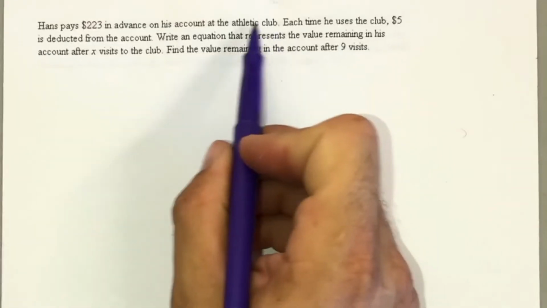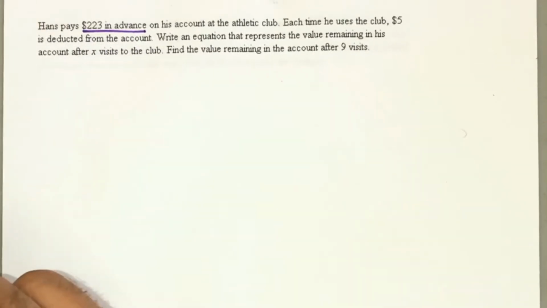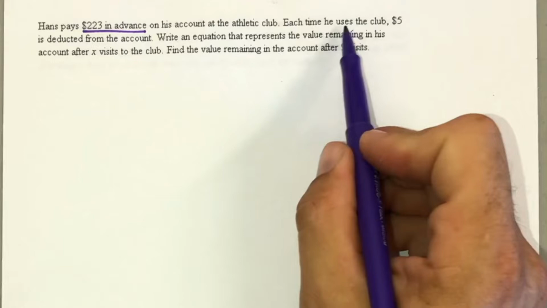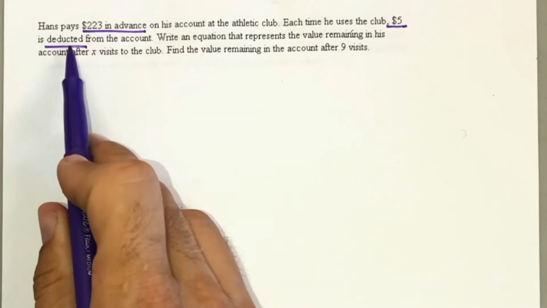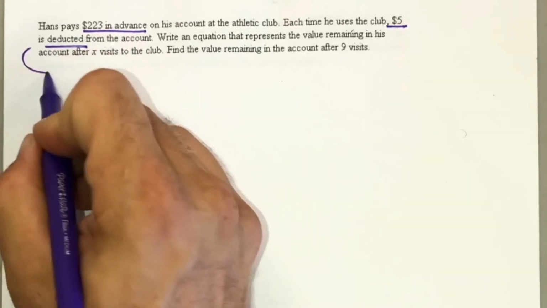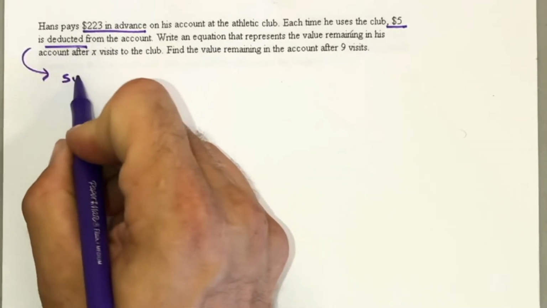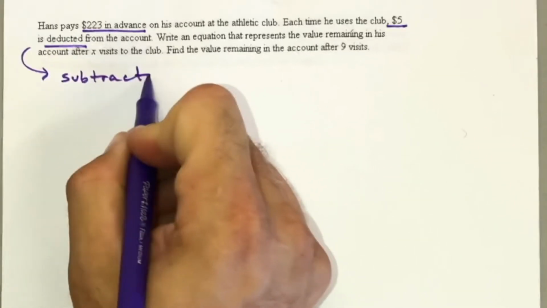Here's another good one. It talks about an athletic club, $223 in advance. Each time that person uses the club, $5 is deducted. That's a big word there, deducted. That basically is talking about doing some level of subtraction.